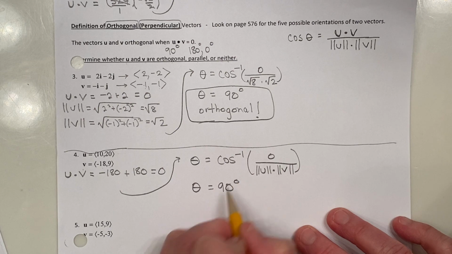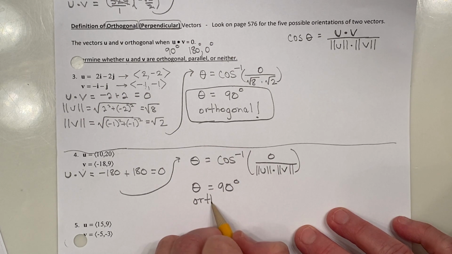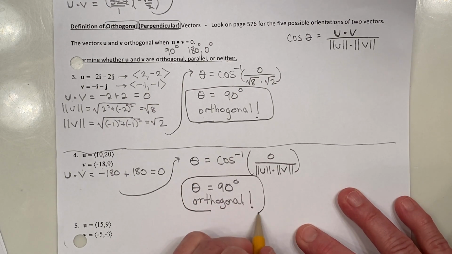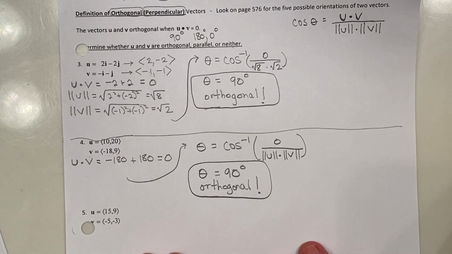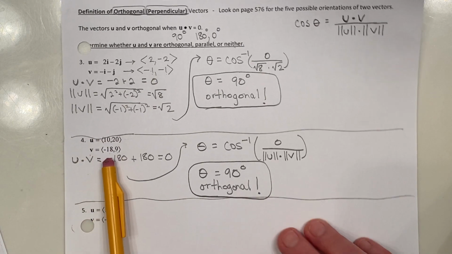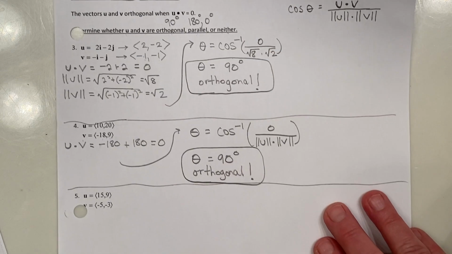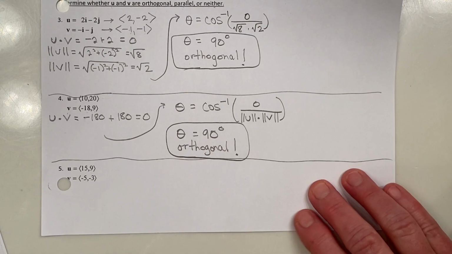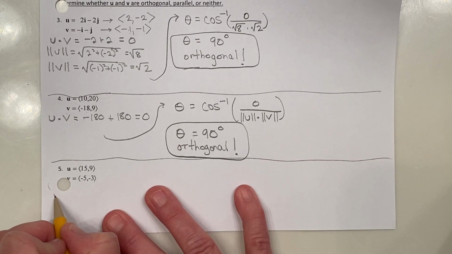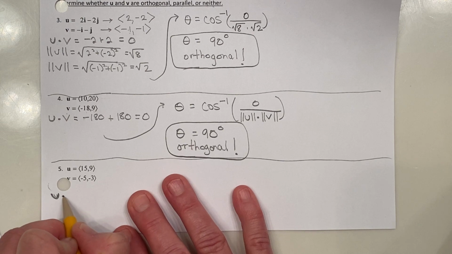So arc cosine of 0 is going to give us 90 degrees. So we again have two vectors where the angle between them is 90 degrees. So we'll use the word orthogonal. Again, you can graph these vectors and see that the angle between them is 90 degrees. All right. Let's find the angle between these two vectors so we can respond to the question.